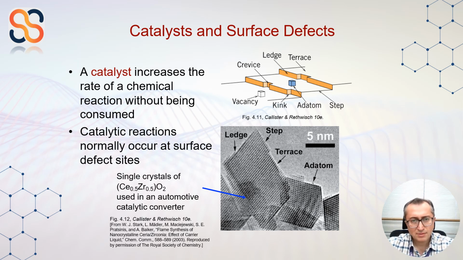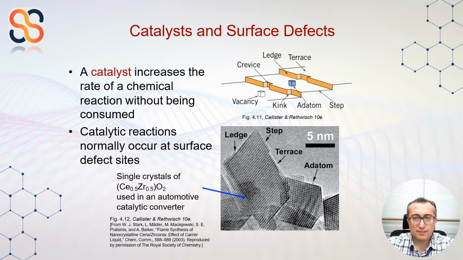So, catalytic reactions often take place at surface defect sites. These defects can include ledges, steps, terraces, and additives on the catalyst surface. Surface defects provide unique sites where reactants can adsorb, facilitating the reaction to happen more effectively.